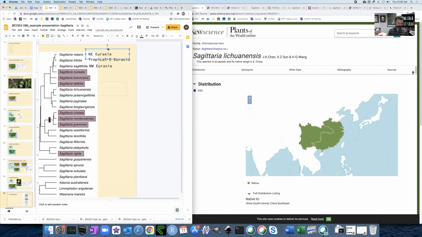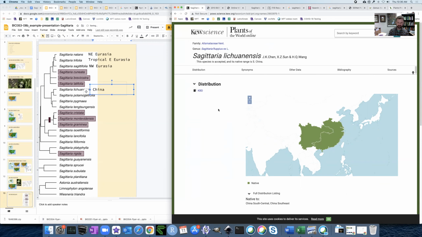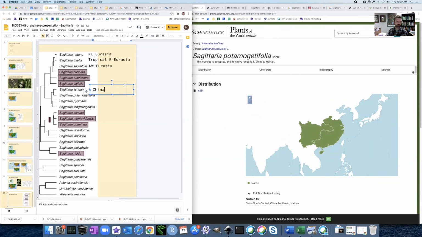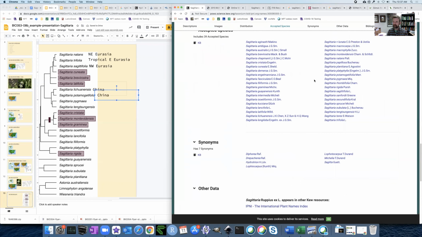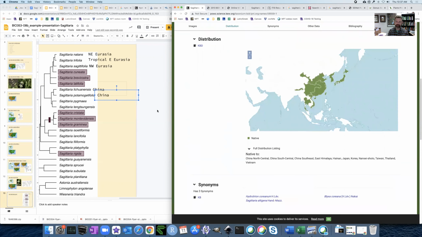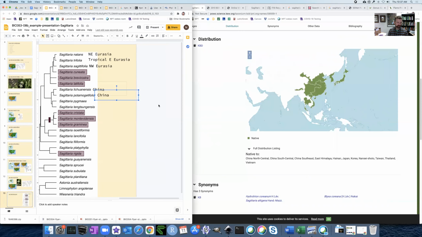Leishmanensis, this one, from the name, you might guess this has a Chinese distribution, and so we have. So let's put China on there, keep that simple. Potamagida, also China, look at that. The same deal, so I'll just copy and paste that down here. Sagittaria pygmaea distribution. Hey, look at that. So we'll just say Eastern Asia for that, but of course also including China. All right, we'll call it Asia.